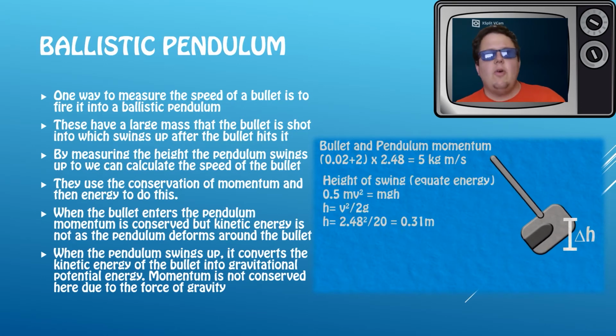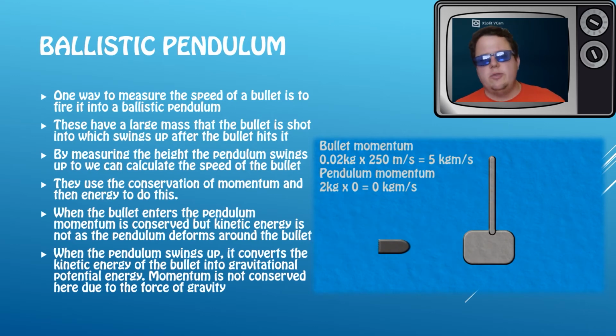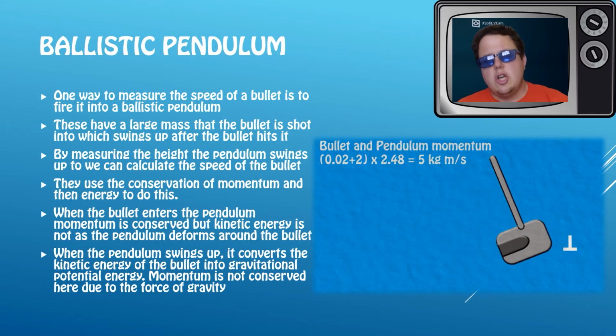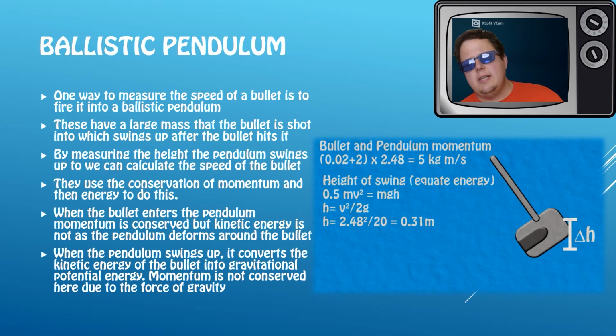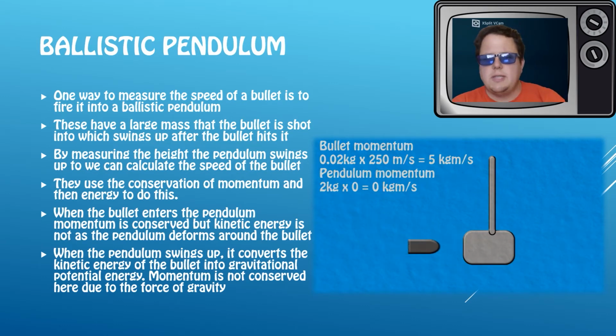Why is it not conserved? Because we're going to do work against gravity here. We've got an external force in play. So the kinetic energy of the bullet and the pendulum is being transferred into gravitational potential energy.